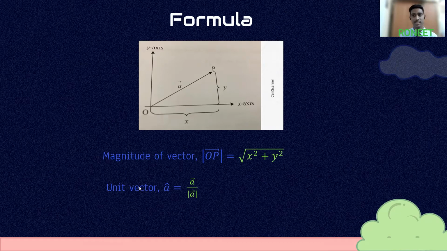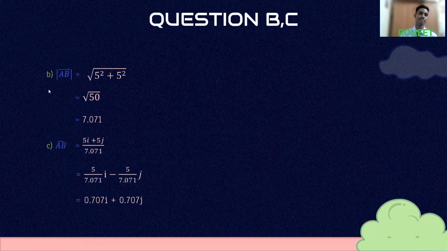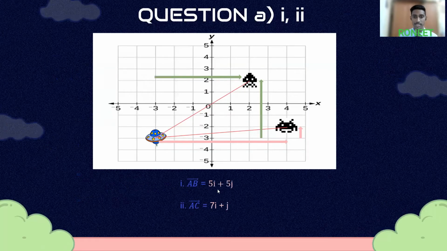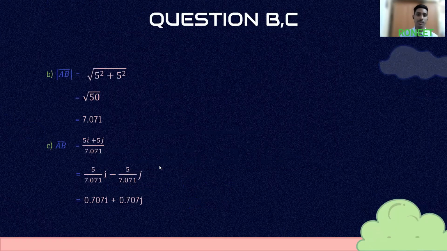So let's solve question B, which is the magnitude of AB. To find the magnitude of AB, we just have to substitute the direction we got into the formula. So x is 5 and y is 5. So substitute 5 squared plus 5 squared and we square root it. So we get square root 50, which is equal to 7.071.